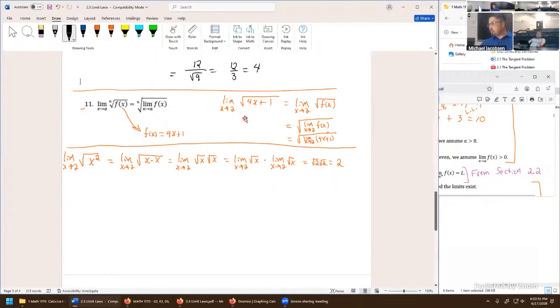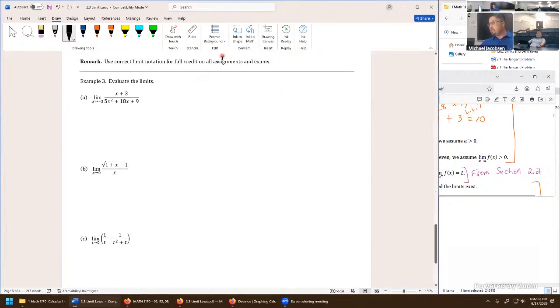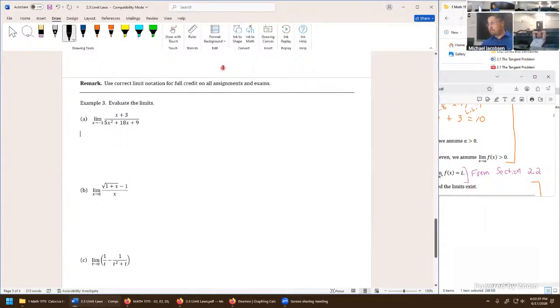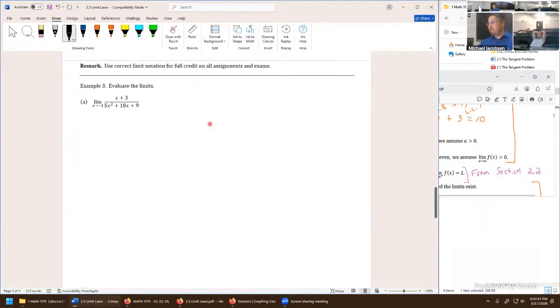Okay, well, let's turn to this last example for the notes. There's a lot going on in these. We're going to look into several problems. I'll hide them and let's consider them one at a time. I'll come back to this remark, use correct limit notation for credit on all assignments and exams, and say specifically what we mean as we look into this problem here for correct limit notation. More in effect on example 3 than the prior one.